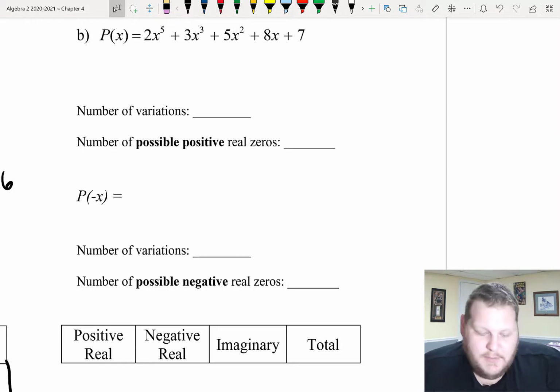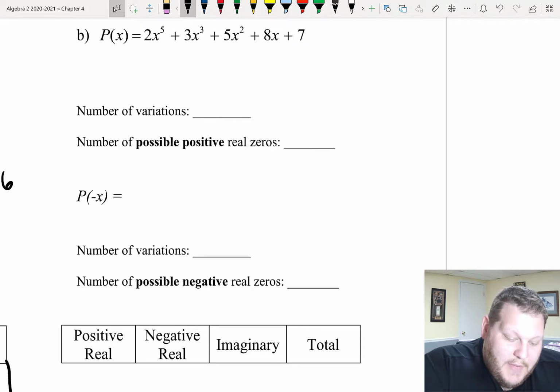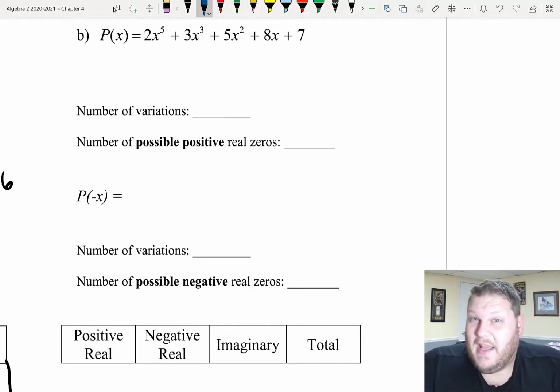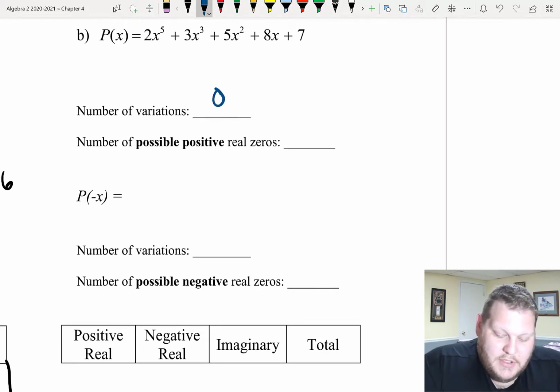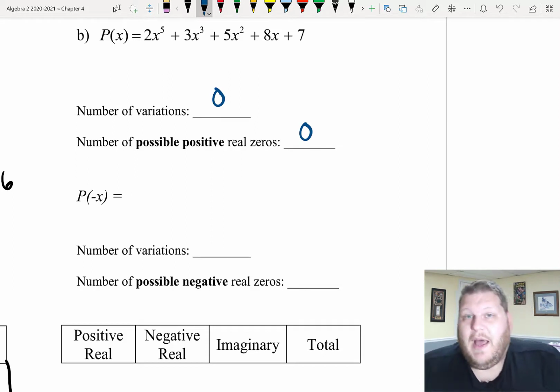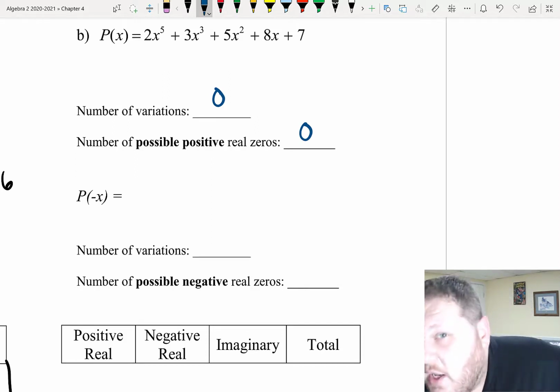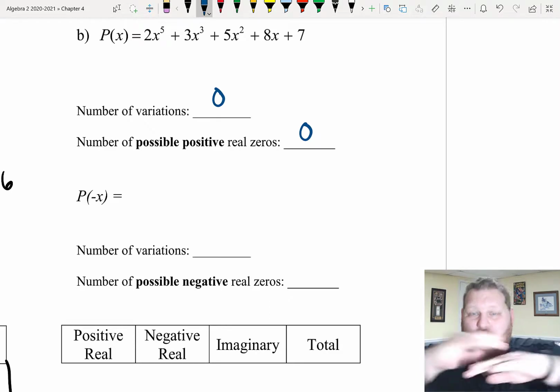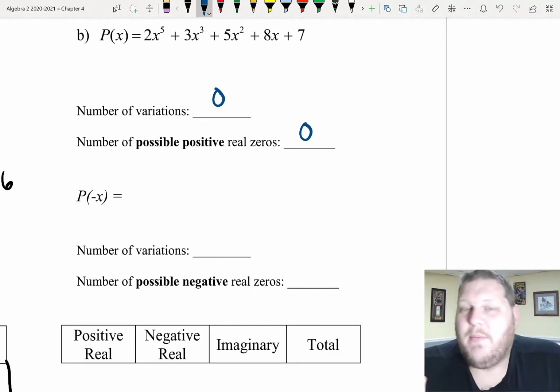With b, I am starting off with an x to the 5th power, and from my original, I go from positive to positive to positive to positive to positive, so I don't have any variation in my problem at all. I have 0 variations, so I have no positive real numbers, which is awesome for us because that takes our list, chops it in half. We don't have any positive real solutions. We can just focus on the negatives, and then whatever doesn't work out from there has to be imaginary.